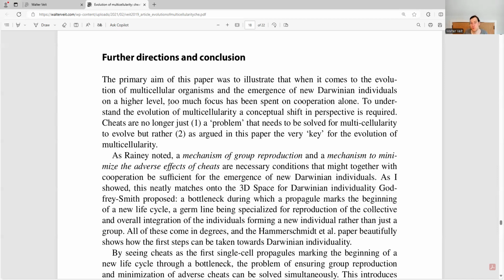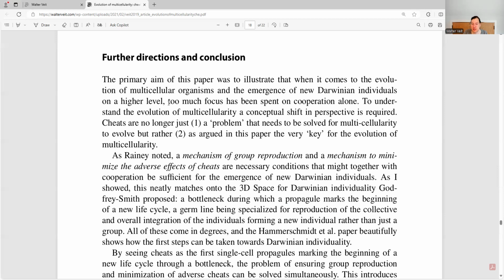Cheats are no longer just a problem that needs to be solved for multicellularity to evolve, but rather, as argued in this paper, the very key for the evolution of multicellularity. As Rainey noted, a mechanism of group reproduction and a mechanism to minimize the adverse effects of cheats are necessary conditions that might, together with cooperation, be sufficient for the emergence of a new Darwinian individual. As I showed, this neatly matches onto the 3D space for Darwinian individuality Godfrey-Smith proposed: a bottleneck during which a propagule marks the beginning of a new life cycle, a germline being specialized for reproduction of the collective, and overall integration of the individuals, forming a new individual rather than just a group.